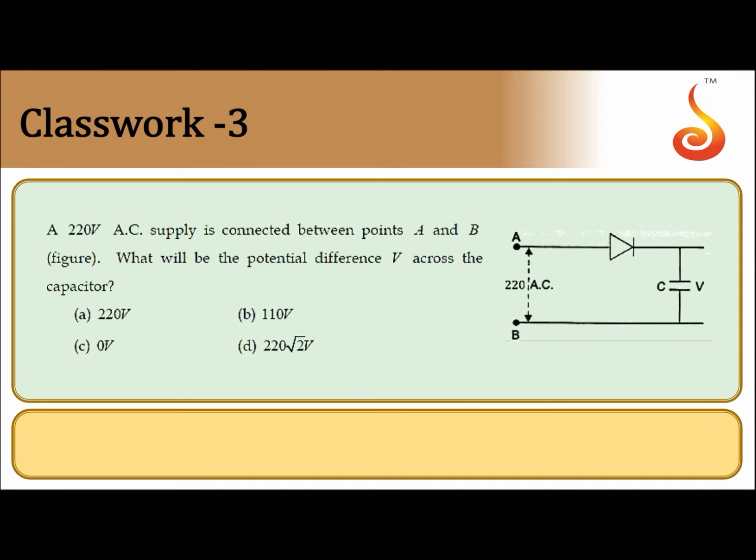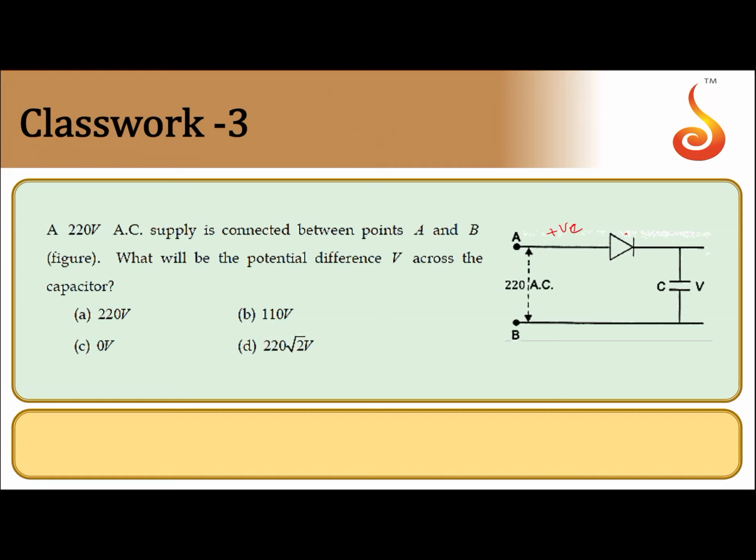Yes. Moving on to next one. A 220 volt AC supply is connected between points A and B. What will be the potential difference V across the capacitor? Now, the diode will conduct only during the positive half cycle of AC. So it acts like a half wave rectifier. Now, during the positive half cycle, the PN junction conducts. So the peak voltage across the capacitor will be equal to the peak voltage of AC.